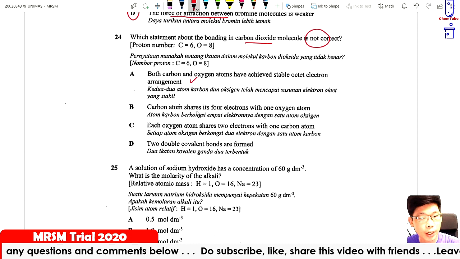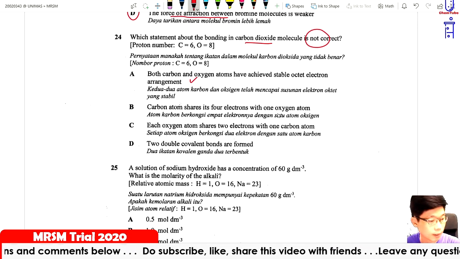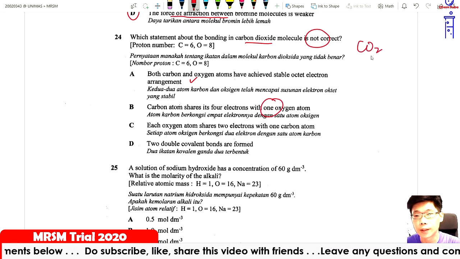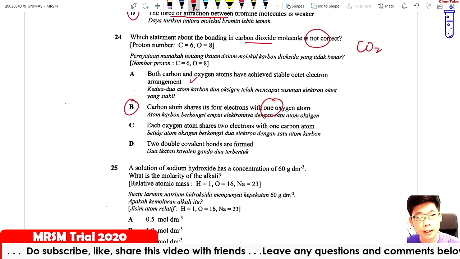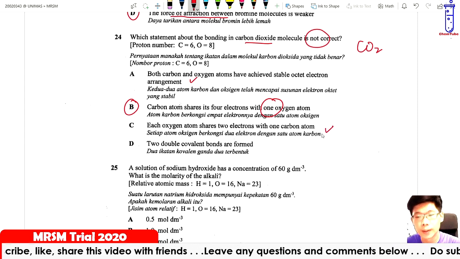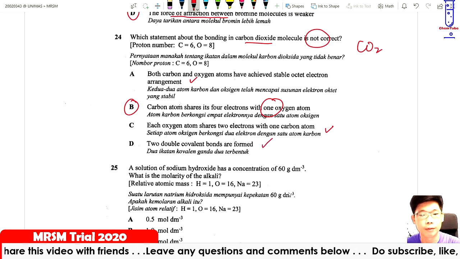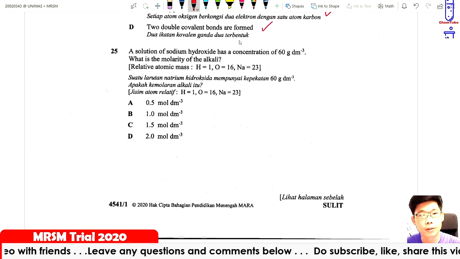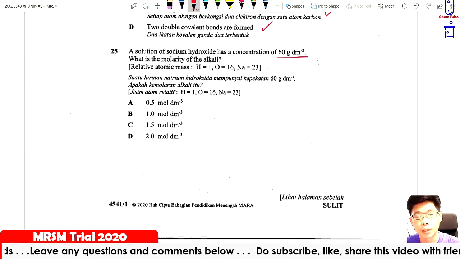Carbon shares its 4 electrons with 1 oxygen atom, but it should be 2, because it's carbon dioxide. So it should be 2 oxygen atoms. So B is the answer. Let's look at C. Each oxygen atom shares 2 electrons with the carbon atom, correct? 2 double covalent bonds are formed. Yes, correct.